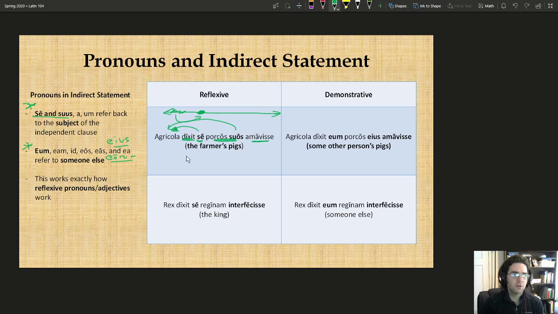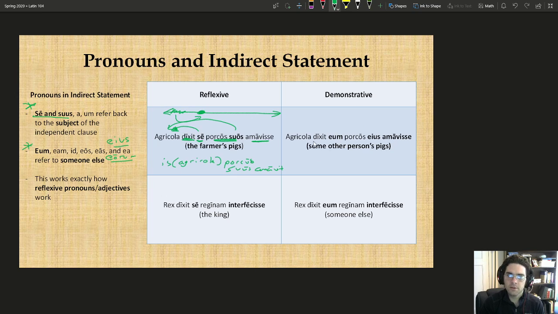So if we wanted to say this then in direct statement, this would be something like: he, that is, the farmer, loved his pigs, porcos suos amavit. So just he loved his pigs. That's the relationship going on here.